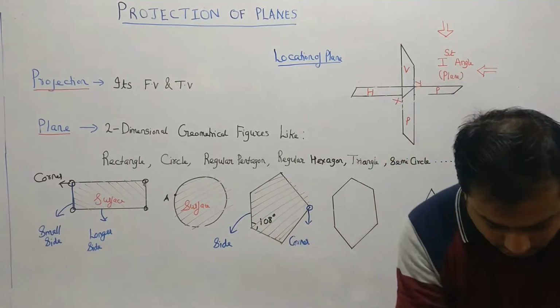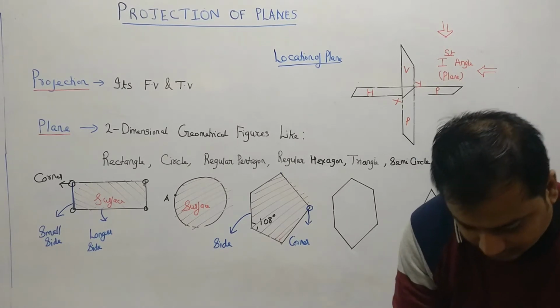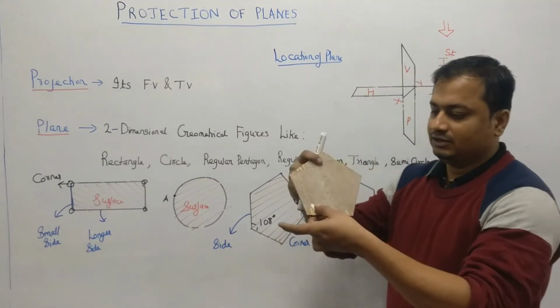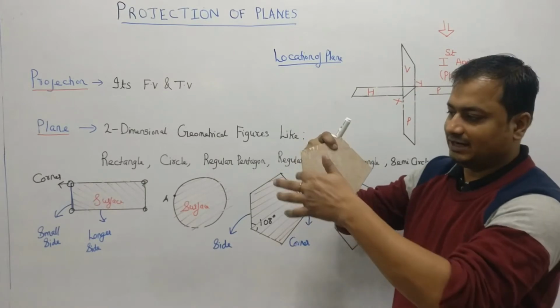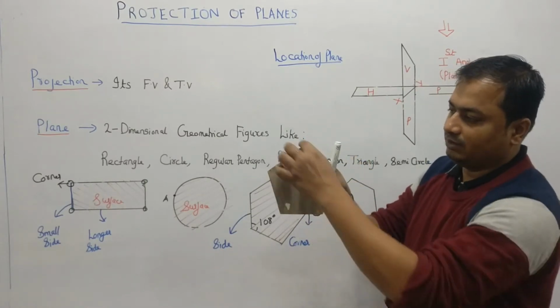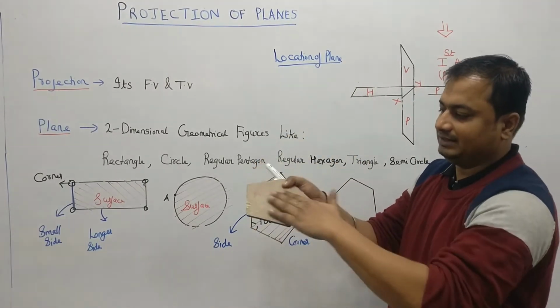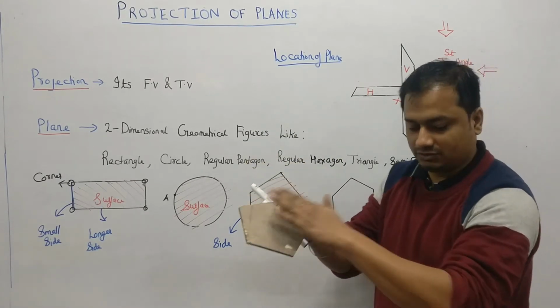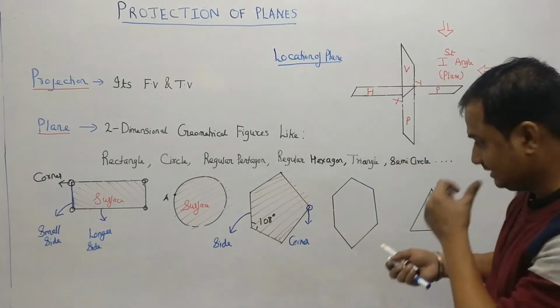Okay. If I just show you by means of this model. So this is a pentagon. So this is my side. This is the side of the pentagon and this is my corner. This is the corner of the pentagon and this is the surface of the pentagon. Surface of pentagon.